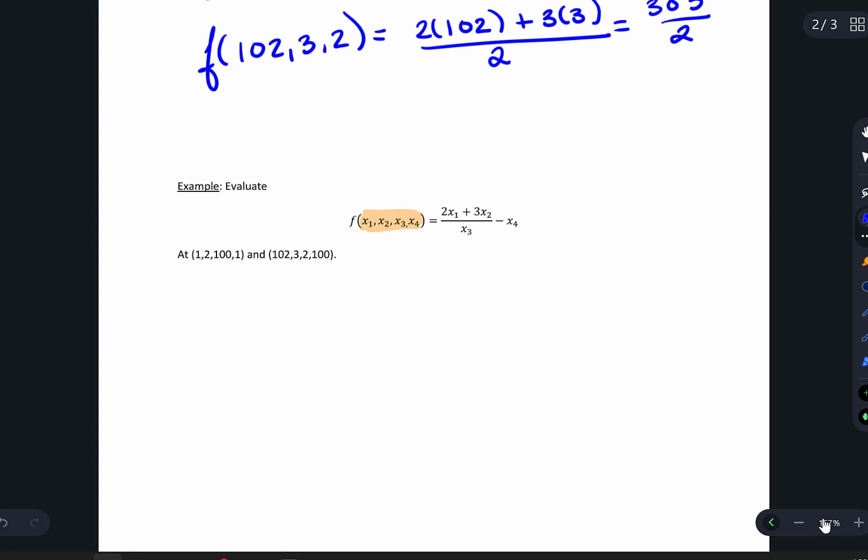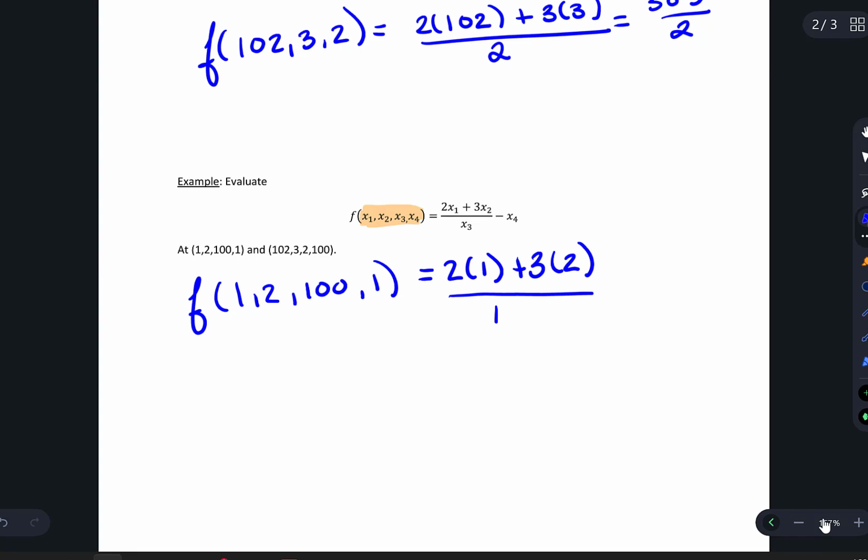So for example, in this function, I wanted to evaluate it at the point 1, 2, 100, and 1. Everywhere that I see an x1, I'm going to plug in a 1. Everywhere I see an x2, I'm going to plug in a 2. Everywhere I see an x3, I'm going to plug in 100. And everywhere I see an x4, I'm going to plug in a 1. And so this is going to become the following. And then we could evaluate that fraction, and that becomes negative 90 over 100.